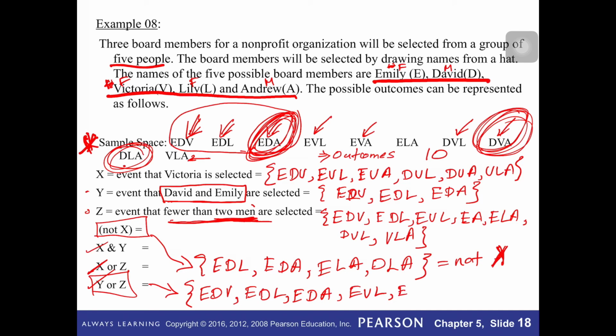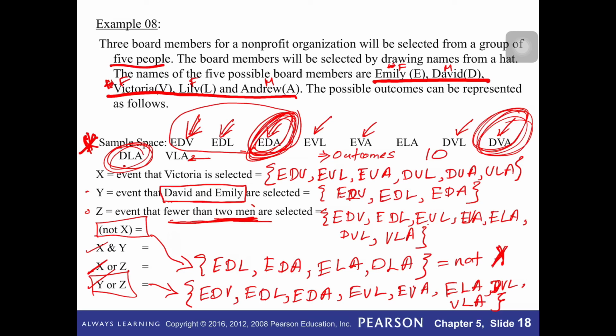What is this? EA, what is this one? ELA, EVL, EVA. This should be EVA, right? EVA, we don't have EVA, and ELA, DVL, and VLA. I'm so sorry about my handwriting. Please, I think you can understand this. I think you can at least read this.